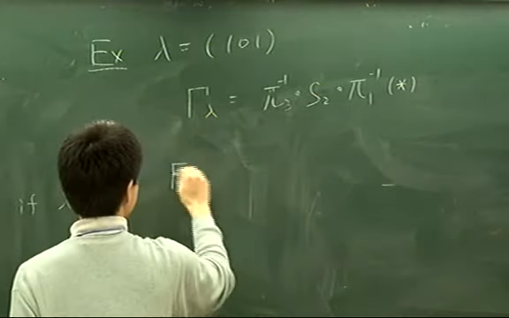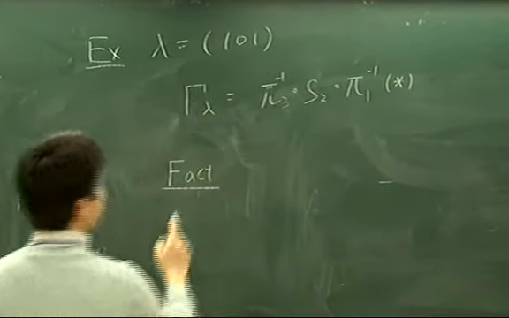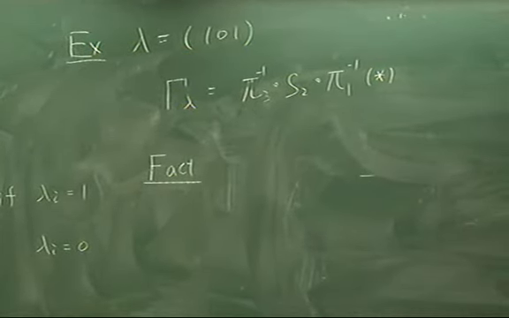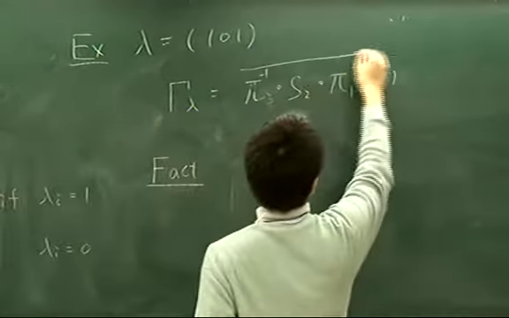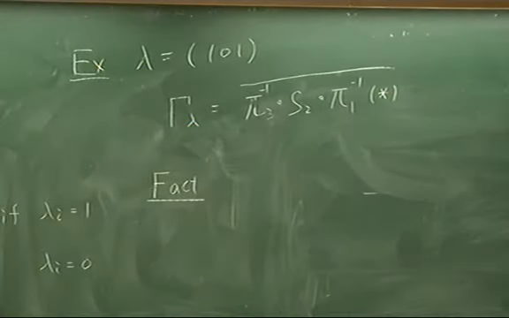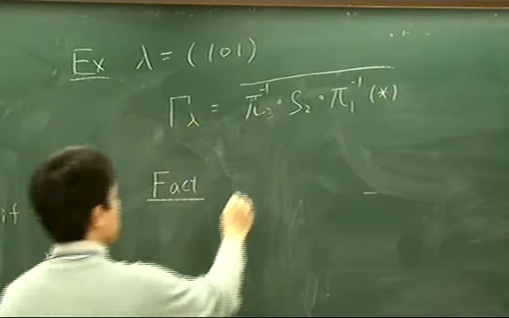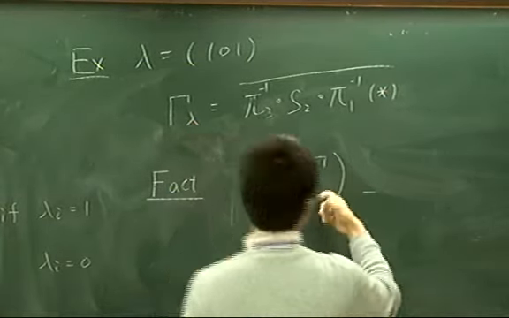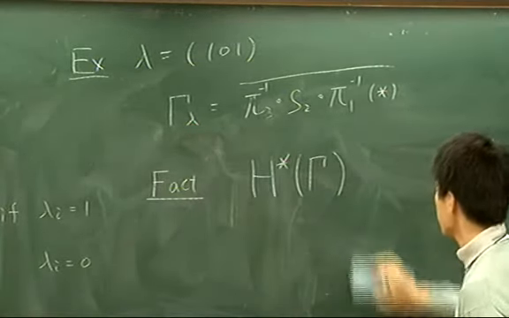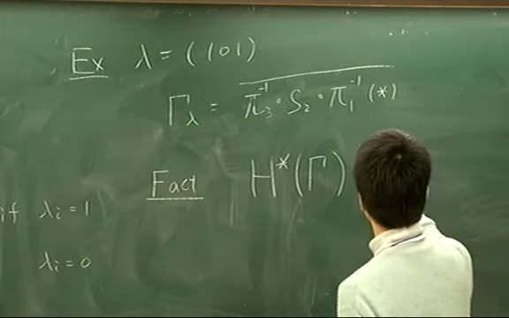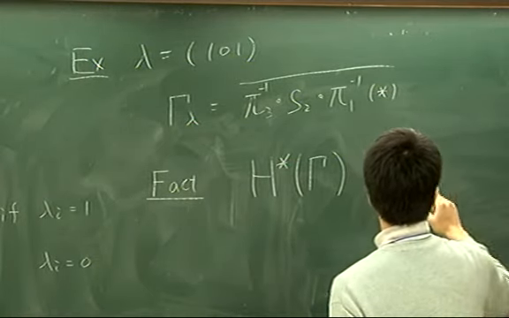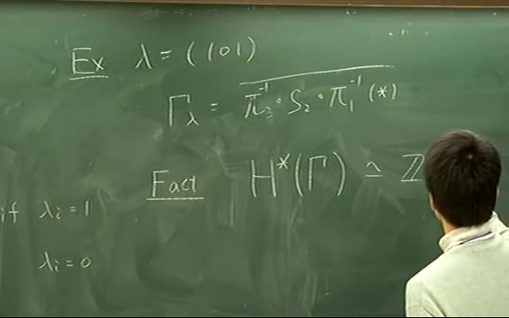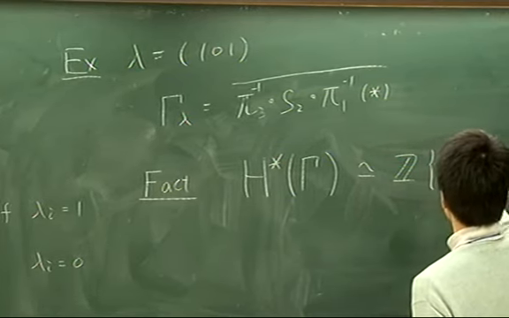Then it's easy to see that this gives a cell decomposition for the Bott tower. So the cohomology of the Bott tower is just a free Z module generated by gammas.